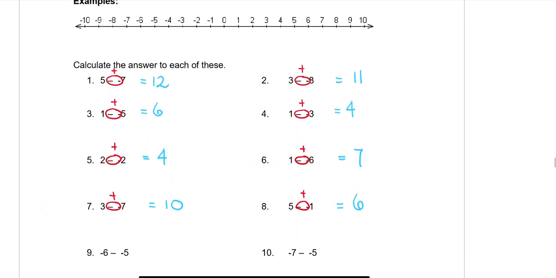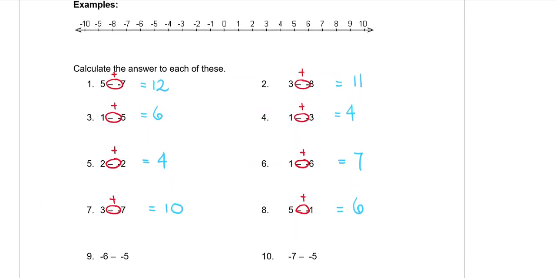Okay, and when I get down to these bottom ones, I'm finally going to have some negatives left in there. The two minus signs in the middle will make a plus, but I still have the minus 6 out the front. So I'll be starting at minus 6 on my number line and adding 5, which means jumping 5 to the right, 1, 2, 3, 4, 5, which lands at negative 1.